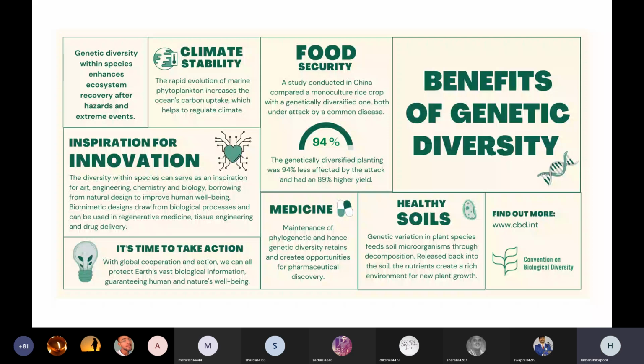Now it does give us climate stability. How? Genetic diversity also gives us climatic stability. How is it possible?